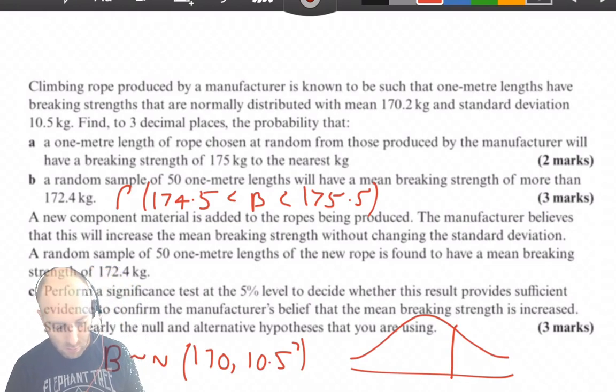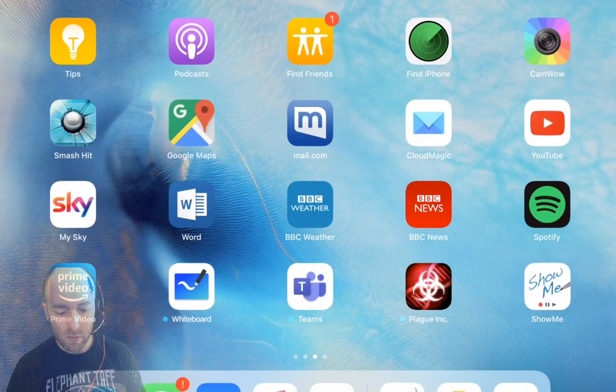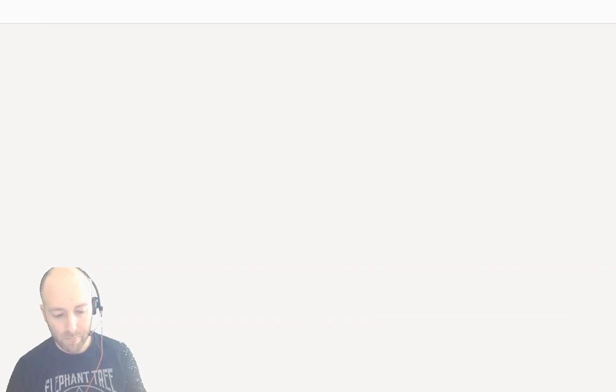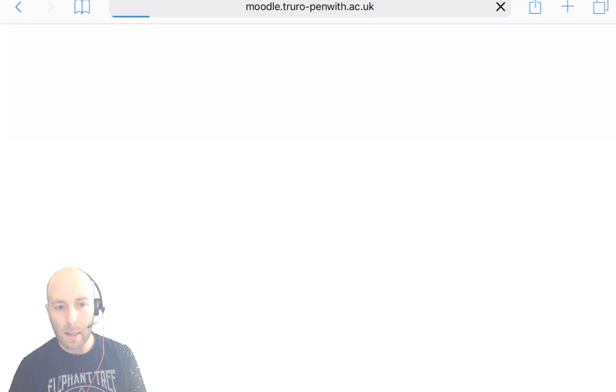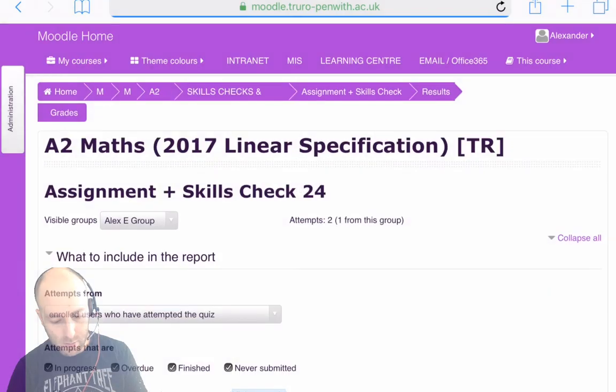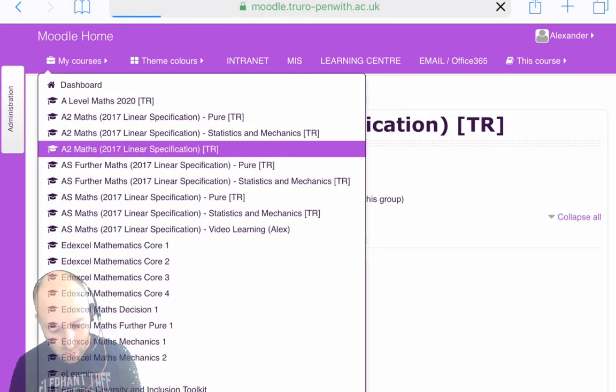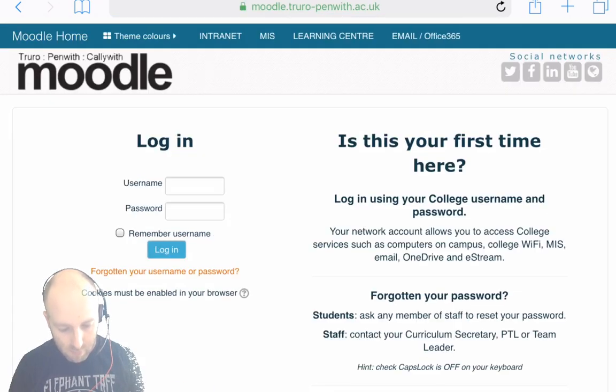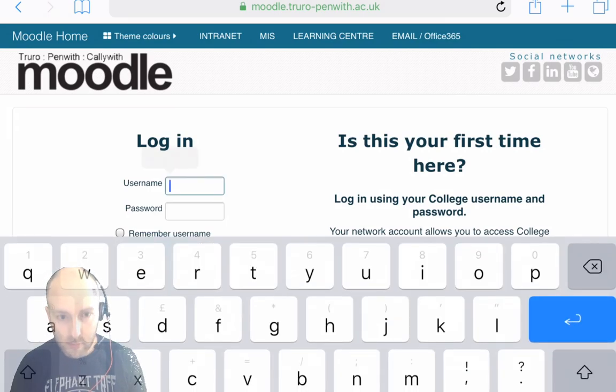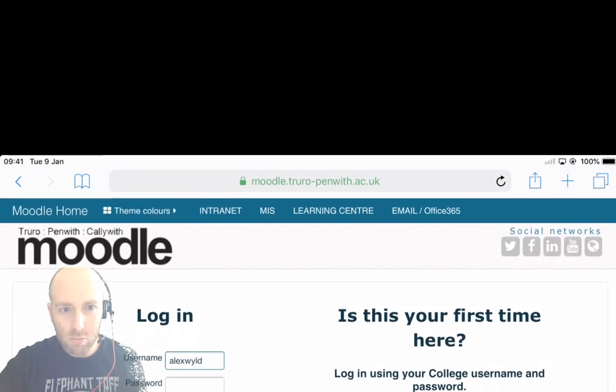So if I go to Safari, and if you go onto Moodle, cool. If we go My Courses, A2 Maths, if you guys log in, this is gonna be interesting. I should probably hide my password.